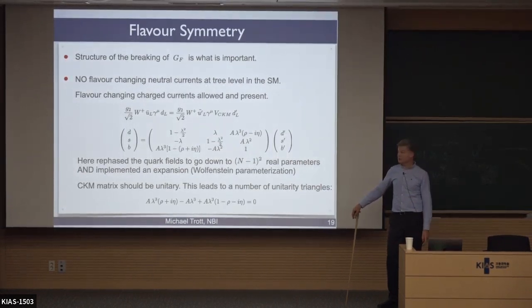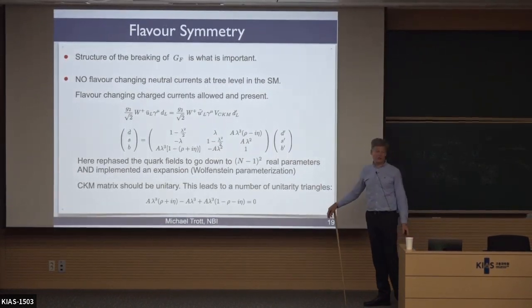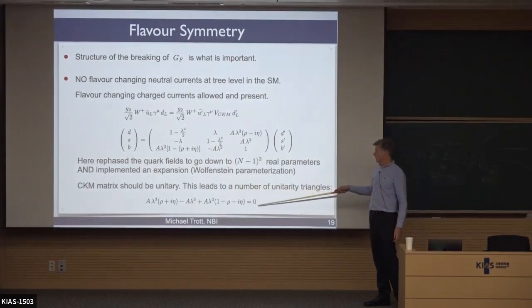Okay. So the CKM matrix should be unitary if it's just a unitary transformation between one eigenbasis and another eigenbasis. So this stuff should add to 0.